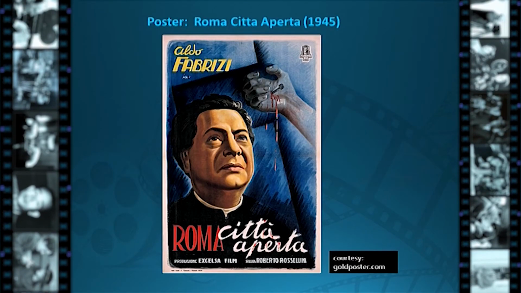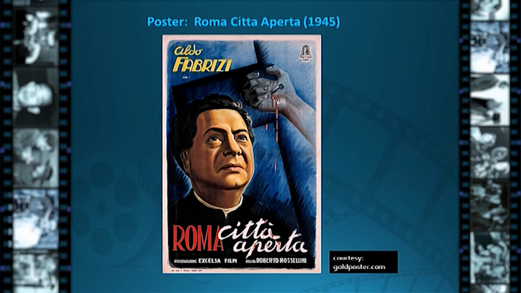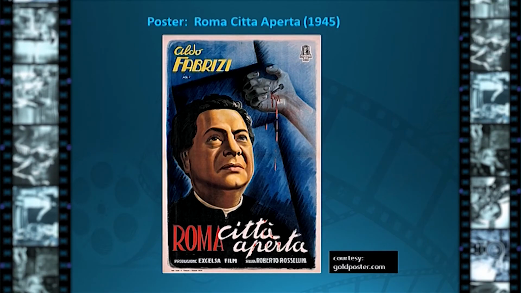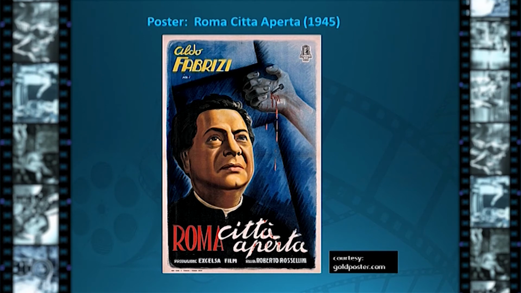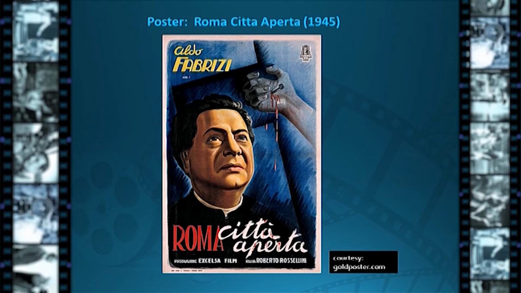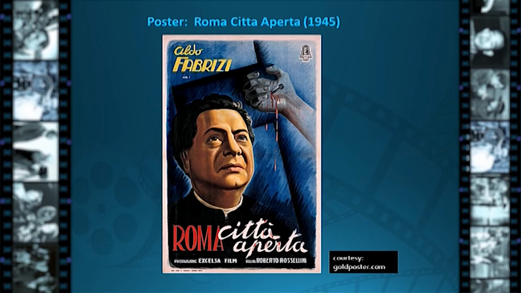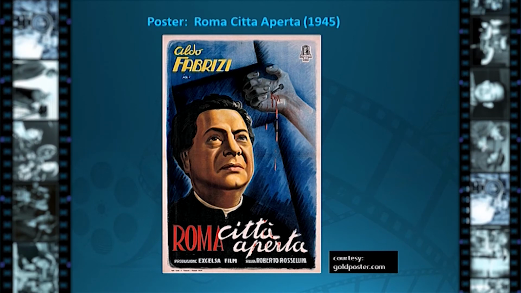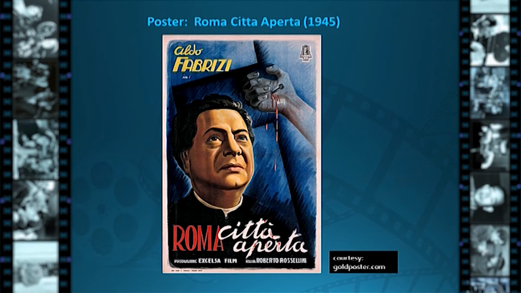Now if you look at the poster and compare it to the other poster that I showed you just before, you will see a vastly different film. That poster showcased two people and their conflict. Here you have more religious symbolism. You have a priest, and you have a crucifixion motif in the background. And it has blood, it has gore, and it has a sense of realism to it, and talks about the psyche of the Italian society at the end of World War II and during World War II.